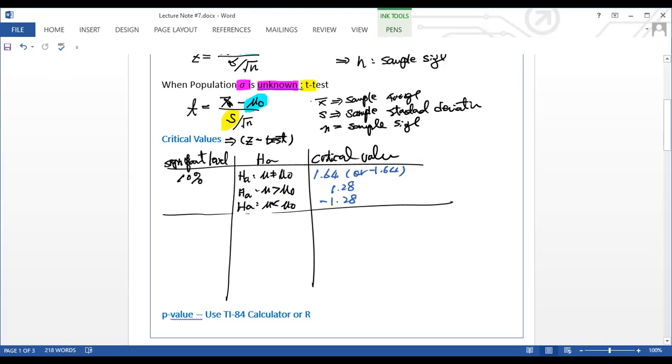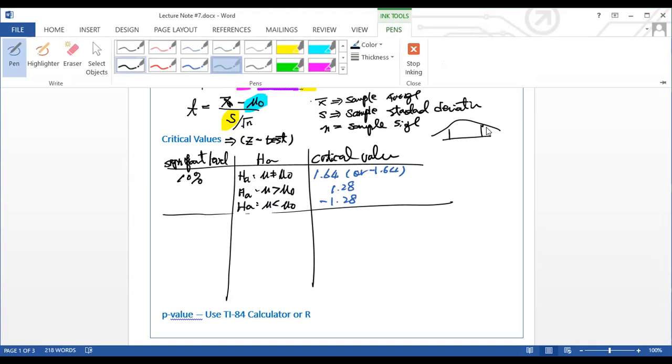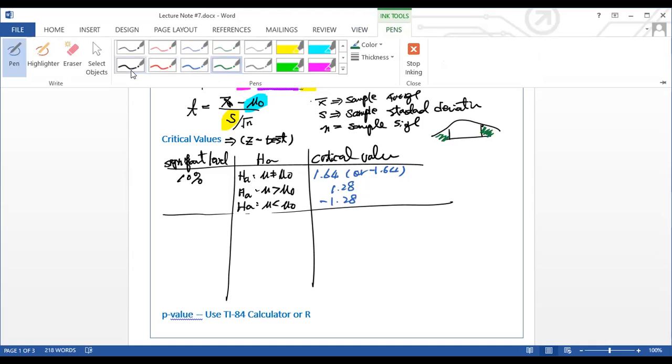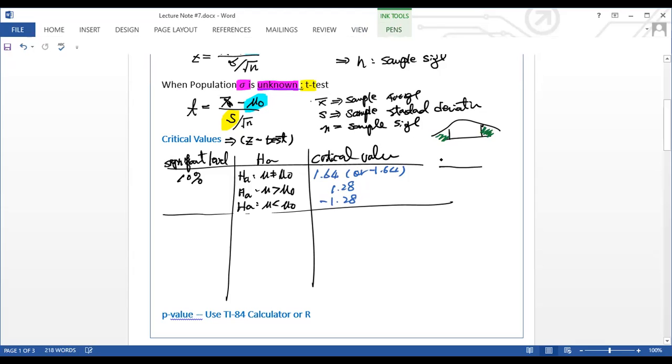And we know this is one tail, right? The two tails we did before, the critical value is going to have two tails, so it's going to be this tail and this tail. And then if you have one tail here, if it's a right tail, it's here. And if this is a left tail, then the left tail is here.